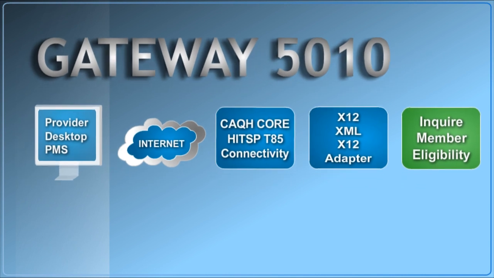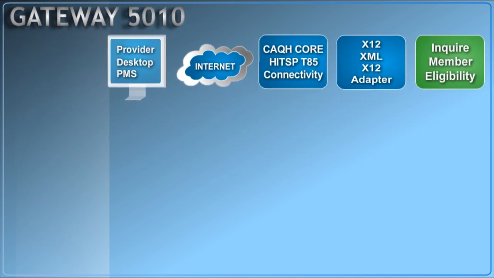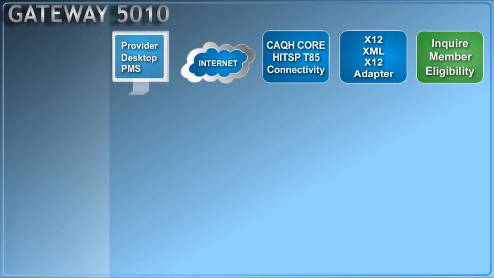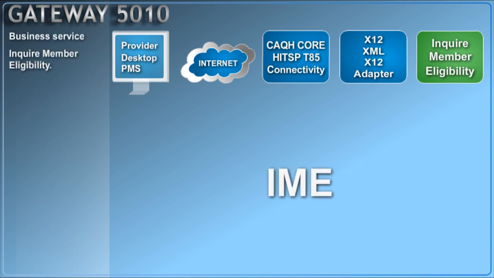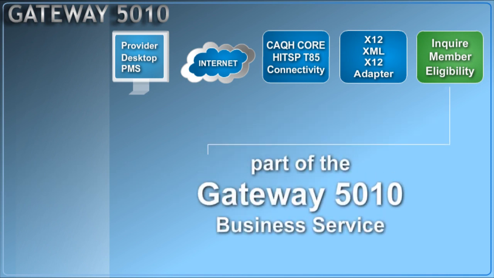In this presentation, we will be describing the TAC project known as Gateway 5010. If we take a look at the service located on the right-hand side of this diagram, we'll see a business service labeled Inquire Member Eligibility. This service is the only business service that's a part of the Gateway 5010 project.